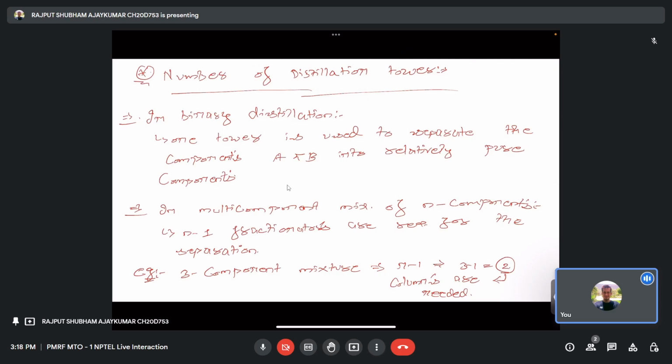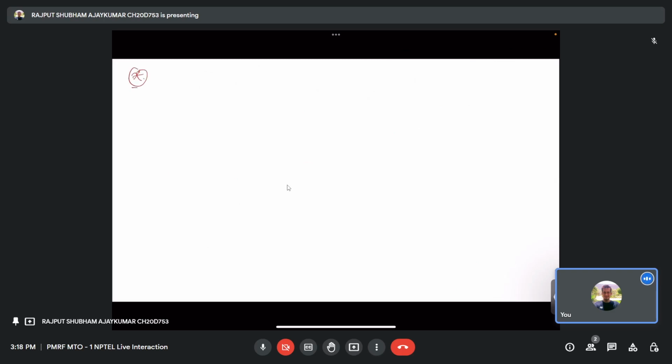The design calculation method for multi-component distillation we are not going to discuss right now. What I will do is directly solve some numericals, but before that we'll go through some of the concepts, like what is equilibrium in multi-component systems. I'm not going into the design calculation process.